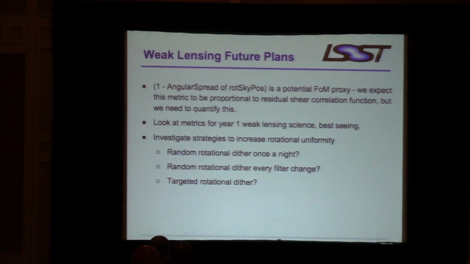We'd like to look at what these distributions are after, say, just 1 year of observations, and what if we only look at the best seeing data, how uniform is the camera angle in that set of data. And then finally, we'd like to start looking at whether we can improve the uniformity of the rotation angles using one of these strategies.